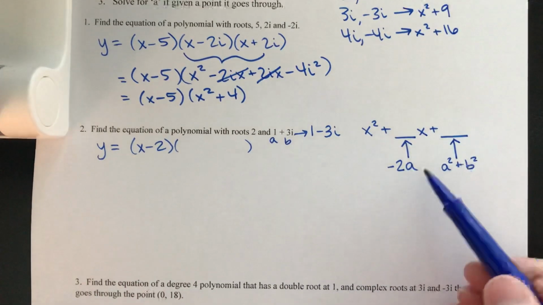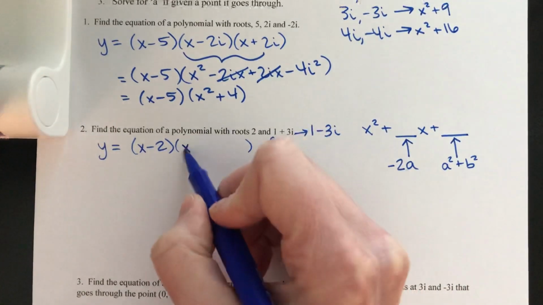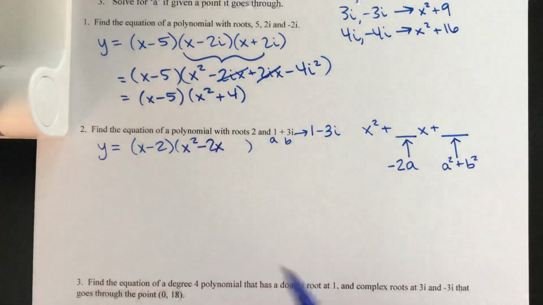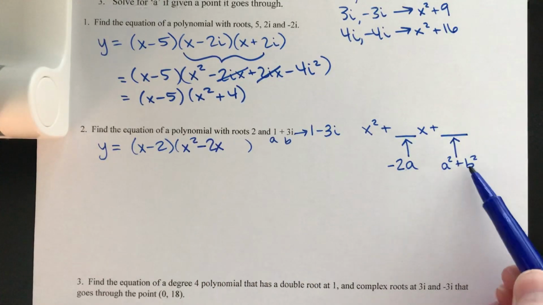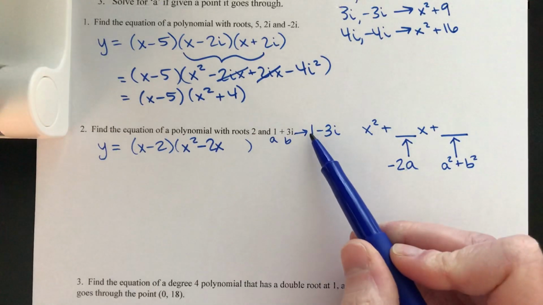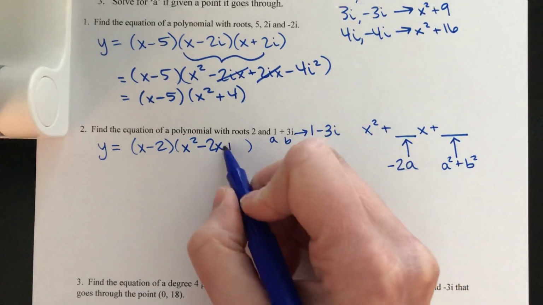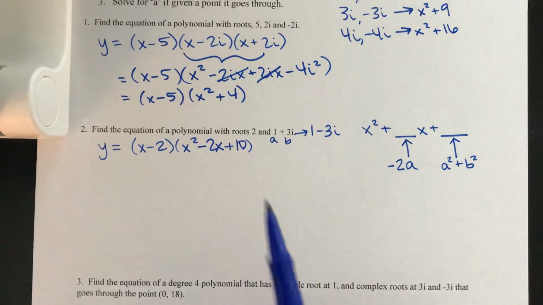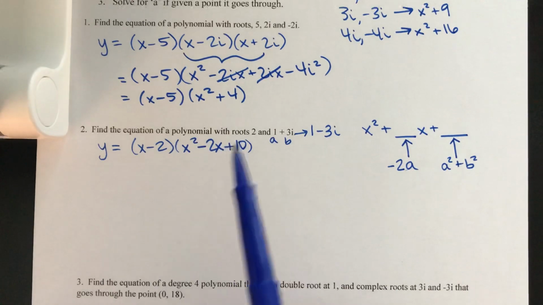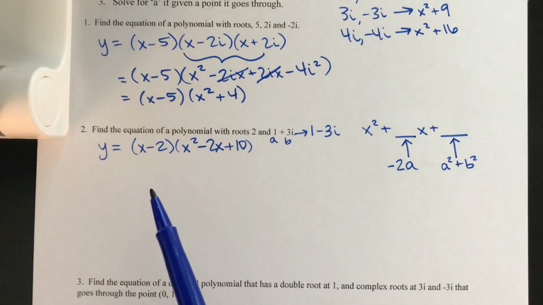So to find my other factor, I would plug 1 in here. This is going to give me negative 2x. And then the number that goes right here is a squared plus b squared. Well, 1 squared is 1, and 3 squared is 9, and 1 plus 9 is 10. And so that is our polynomial equation. You could multiply it through to get it into standard form, but it's okay to leave it like this in factored form.